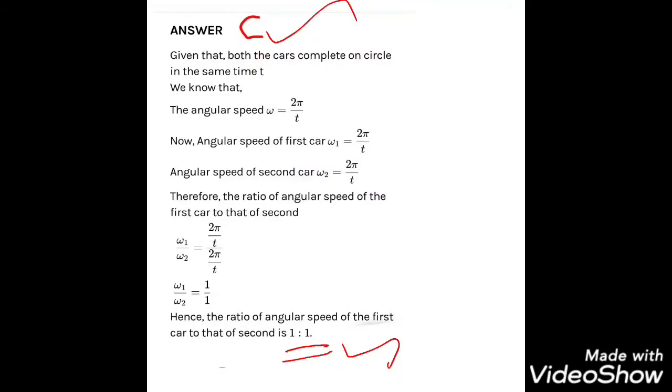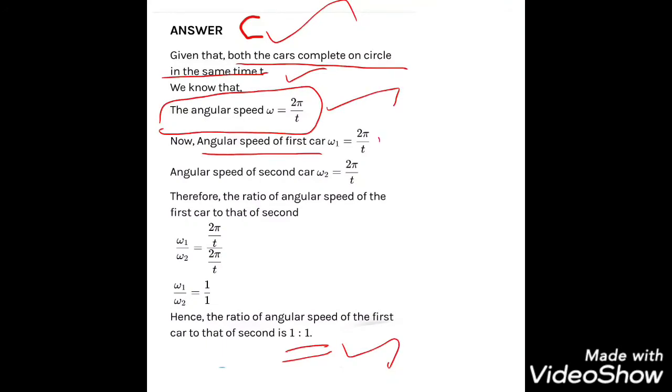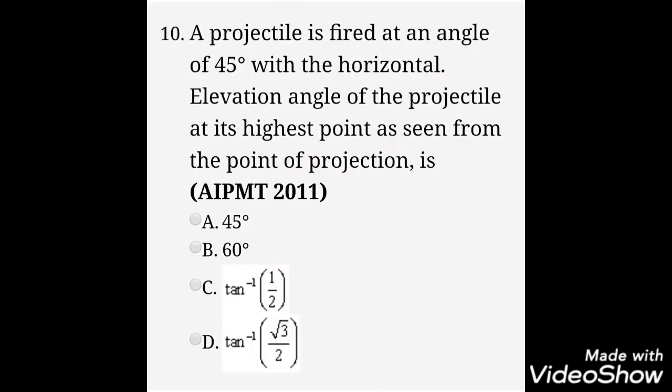How do we say this? Both the cars complete a circle in the same time t only. You know the general formula for angular speed, omega is equal to 2 pi by t. The angular speed of the first car is omega 1 equal to 2 pi by t. For the second car also you get omega 2 equal to 2 pi by t. So the ratio omega 1 to omega 2 is 2 pi by t divided by 2 pi by t. You will get 1 by 1. So the ratio is 1 by 1.